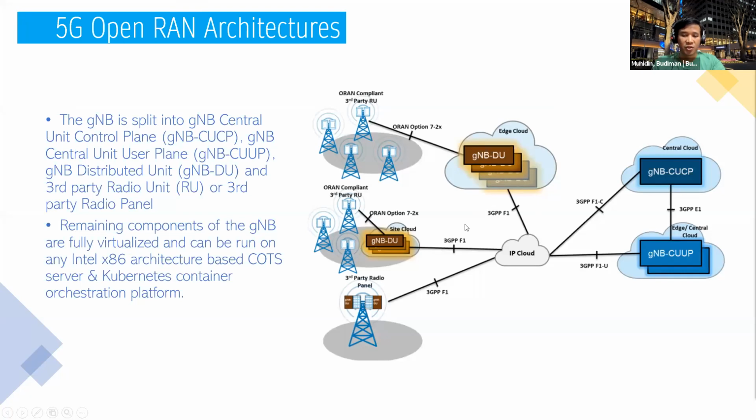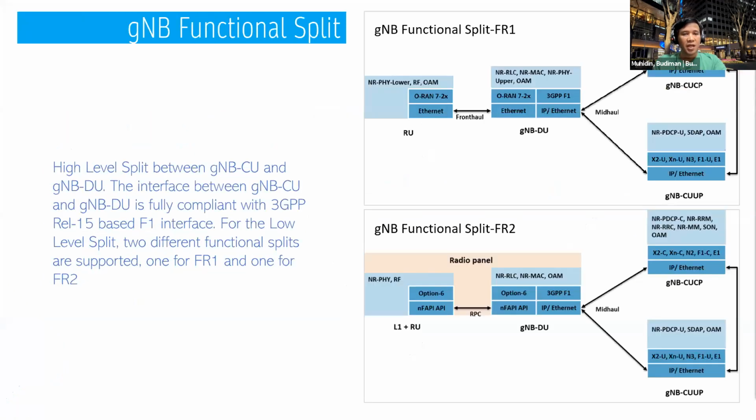The remaining components of the gNodeB are fully virtualized and can run on any Intel x86 architecture based commercial off-the-shelf, or COTS, server and Kubernetes container orchestration platform. Okay, for the next slide, we can look deeper at the gNodeB functionality split.